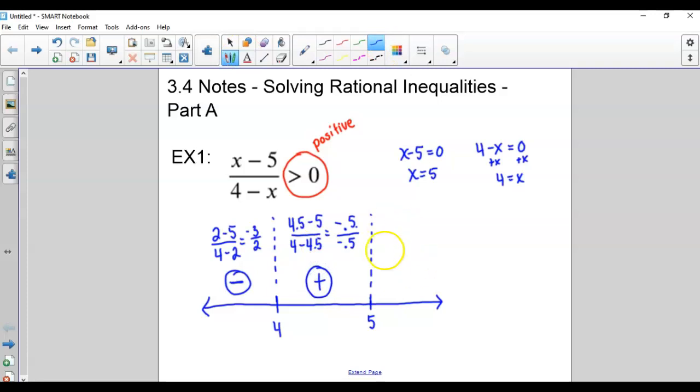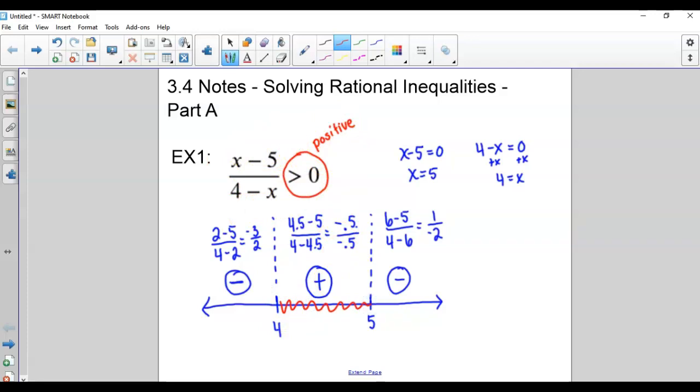And then for the last section, I've got to choose a number here that is greater than 5. So it could be any number bigger than 5. It could be 6, 7, 8. It could be 1,000. It could be 1,000,000. 6 is an easy number to try here. So I'm going to do 6 minus 5 over 4 minus 6. So you're just plugging in 6 for your x's. And that is going to give you 1 over negative 2, which in this case is negative right here.